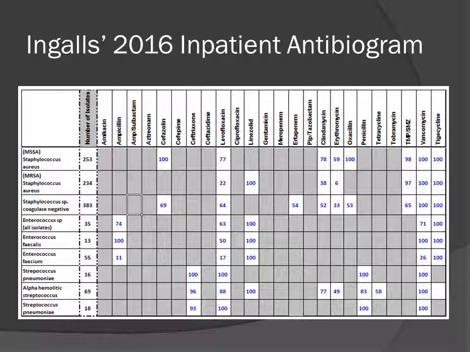When we look at other pathogens, we can look at Enterococcus. And so when we look at Enterococcus faecalis, we see that it's 100% sensitive to ampicillin, only 50% sensitive to Levaquin, 100% sensitive to linezolid. Vanco is 100% and Tigecycline is 100%. But we know that if we are going to treat it, the penicillins are the best. They have the narrowest spectrum, they're the least expensive, and they have 100% sensitivity.